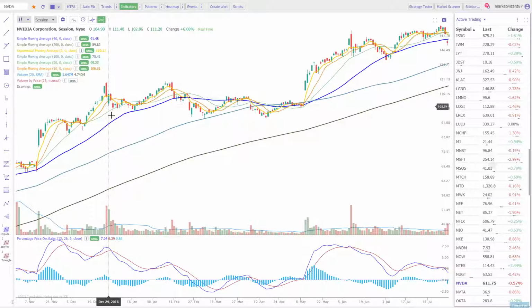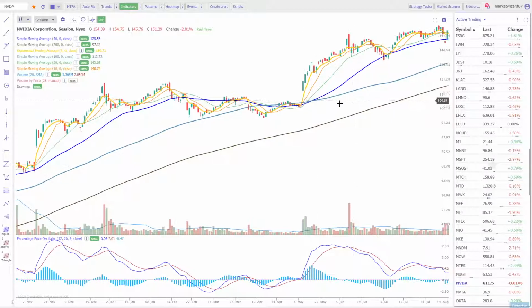Right here, the 40 was too far from the 200. Sellers overwhelmed buyers at this price level. The volume shows that. The corrective pattern began. Your typical ABC. Down, up, down, into the moving averages. The moving averages then got very close.